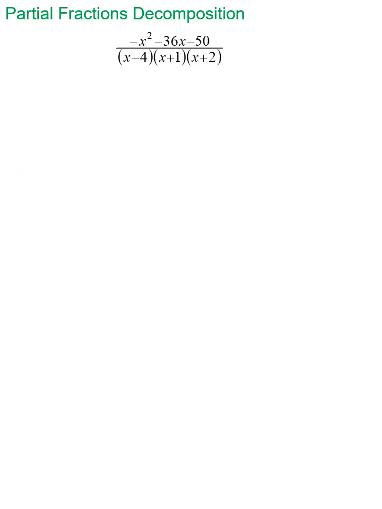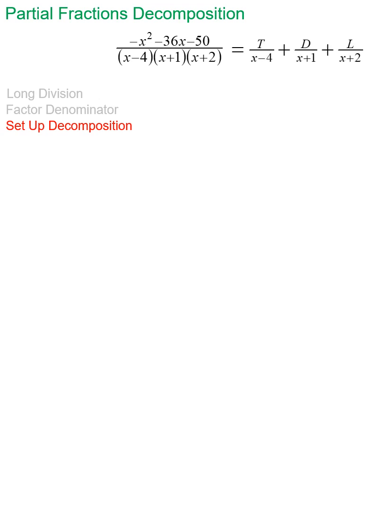Here's another example. I don't need to do long division because the denominator is a higher degree. Notice the denominator is third degree. And I don't need to factor my denominator because that's already been done for me. So I'm going to set up my decomposition. Notice I pick different letters every time. That's just for variety. It doesn't matter what letters you pick as your constants.